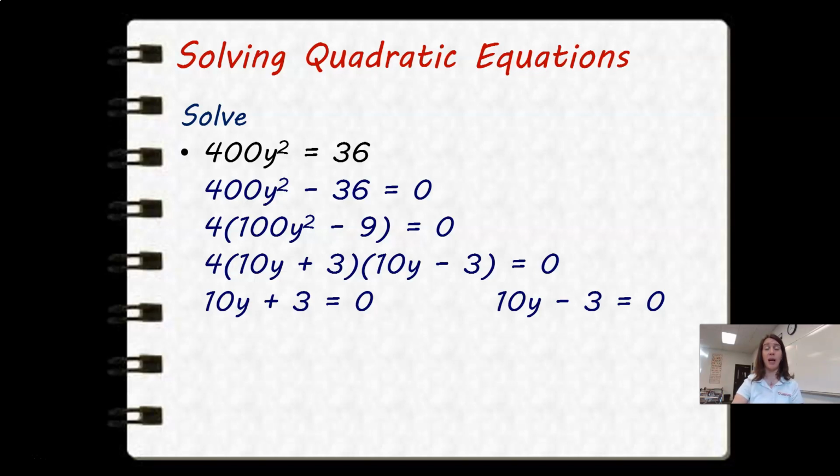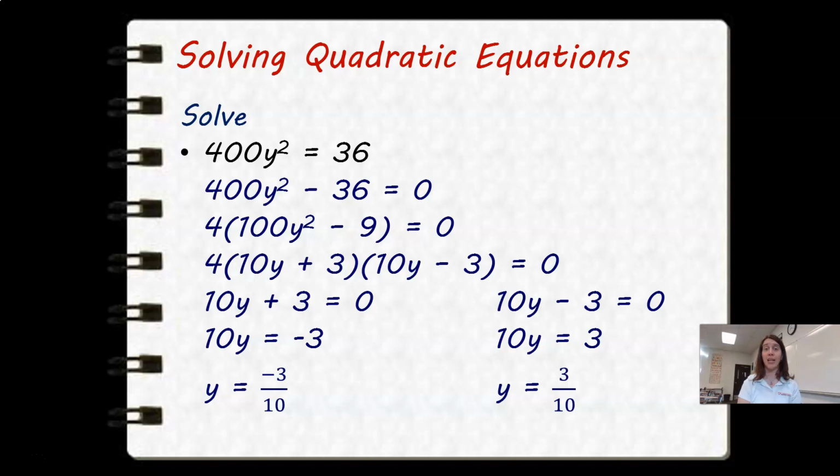Same rough solving process as the last example. The first one, we're going to subtract 3, and the second equation, we're going to add 3. So I have 10y equals negative 3, and 10y equals positive 3. Divide both of these equations by 10. Neither one of them reduces, so let's leave them in the fraction format. Negative 3 over 10 and positive 3 over 10.